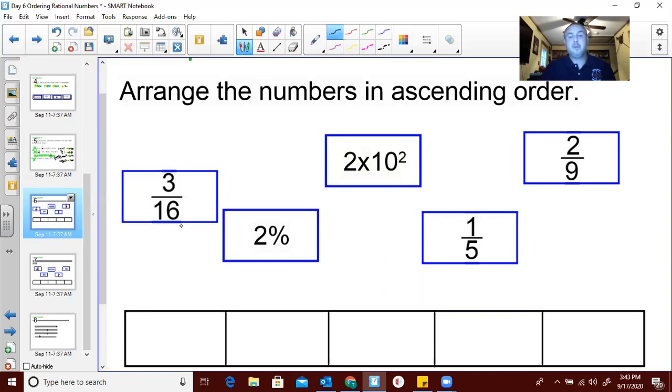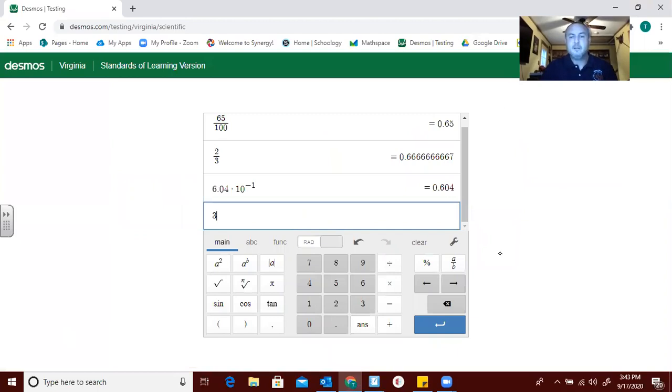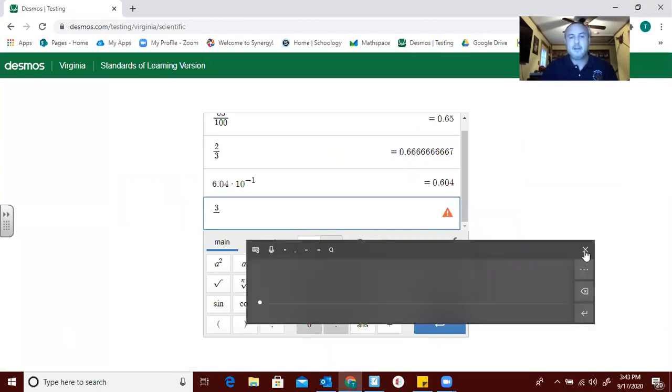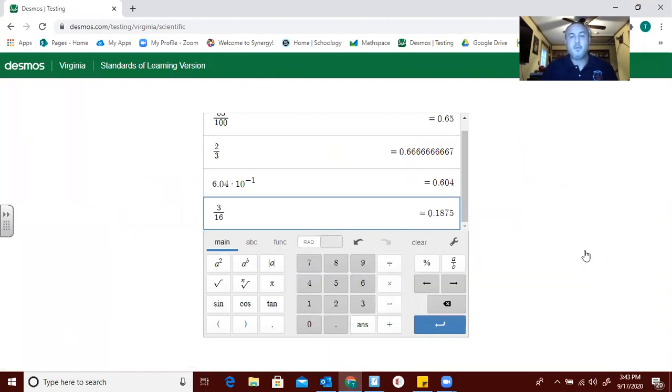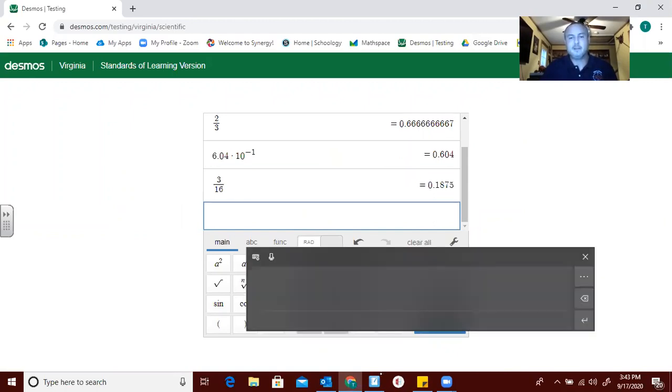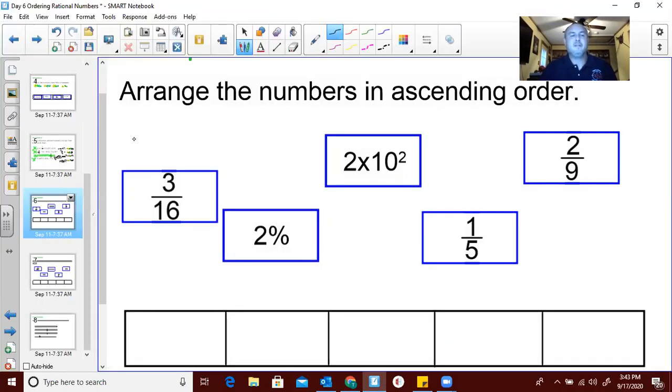And I don't know what 3/16 is off the top of my head. I'm glad I left Desmos open. 3 divided by 16 gives me 0.1875. We know decimals, you go 1, 2, for percent to decimal, fill in your 0.